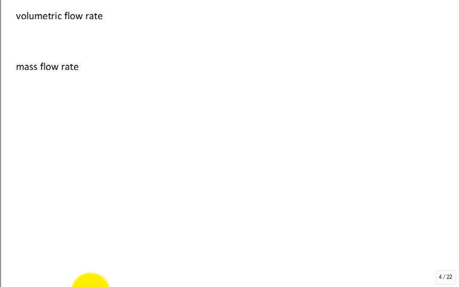Just to review, volumetric flow rate, AV, we just used it, and the relationship you get rho AV is the mass flow rate, m dot. So this average speed is very important, but it's not the maximum speed, it's not the speed at the wall, or for laminar flow it's a parabolic profile.